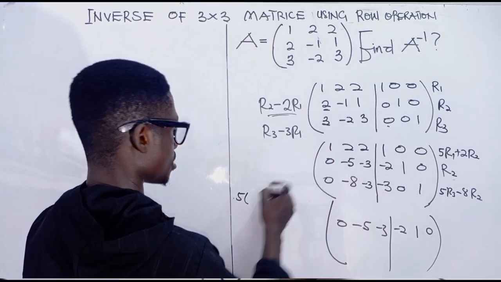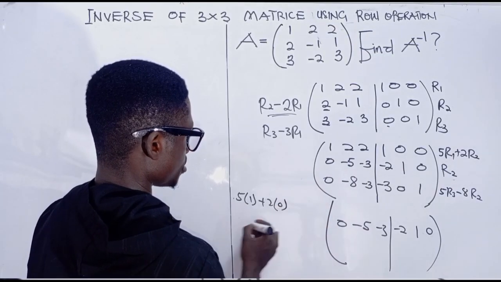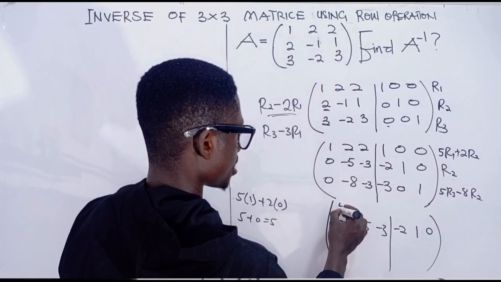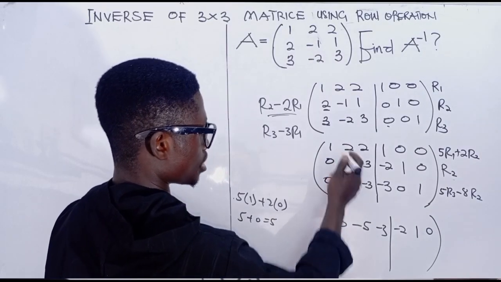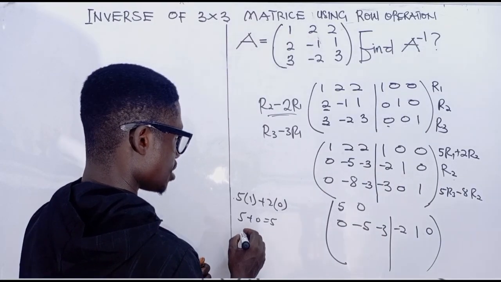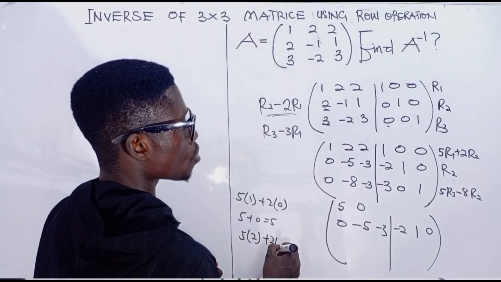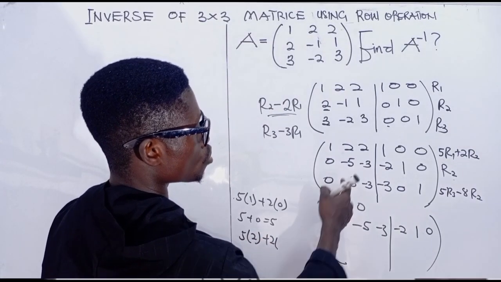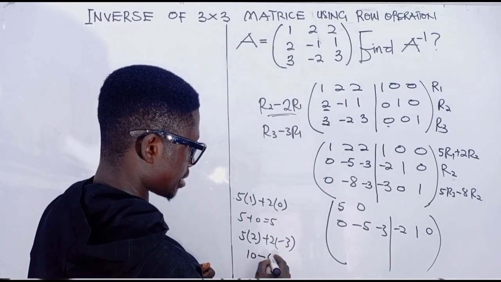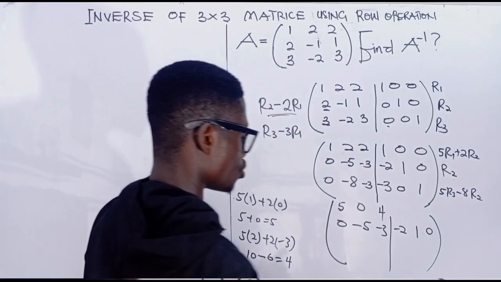So we have 5 row 1 and then plus 2 row 2. Row 2 is 0. So we have 5 plus 0. That gives us what? 5. So we have this entry to be 5. This will give us what? 0. We look at this particular entry. So we have 5 row 2 plus 2. Its corresponding row 2 is what? Minus 3. So we have 10 minus 6. That gives us what? 4. So we have this entry to be what? 4.